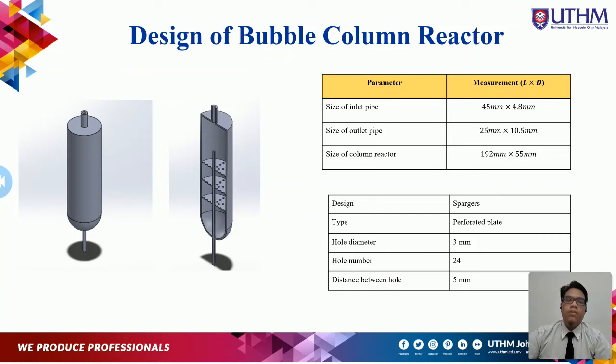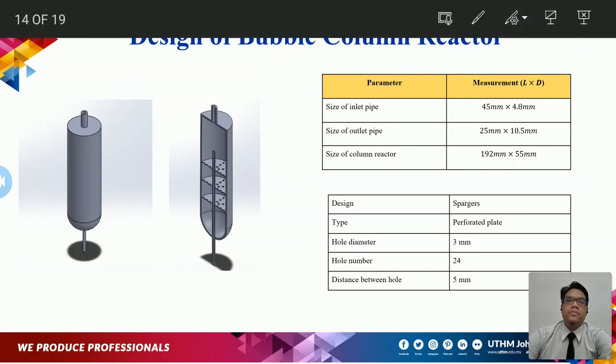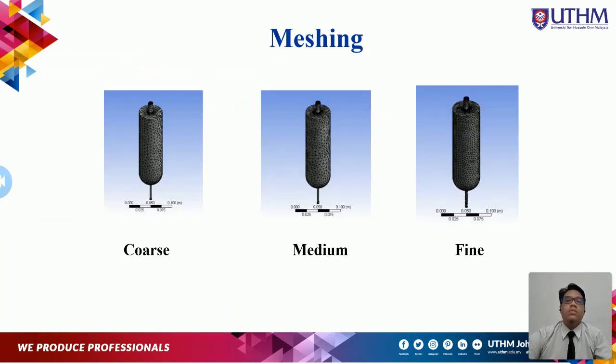This is the design of the bubble column reactor that we designed in SolidWorks 2018 based on the parameters on the slide. This also consists of the obstacle, which is designed as a spangle. After we designed the bubble column reactor in SolidWorks 2018, we import it into ANSYS Fluent to generate the mesh. We generate three types of mesh, which are coarse, medium and fine meshing.